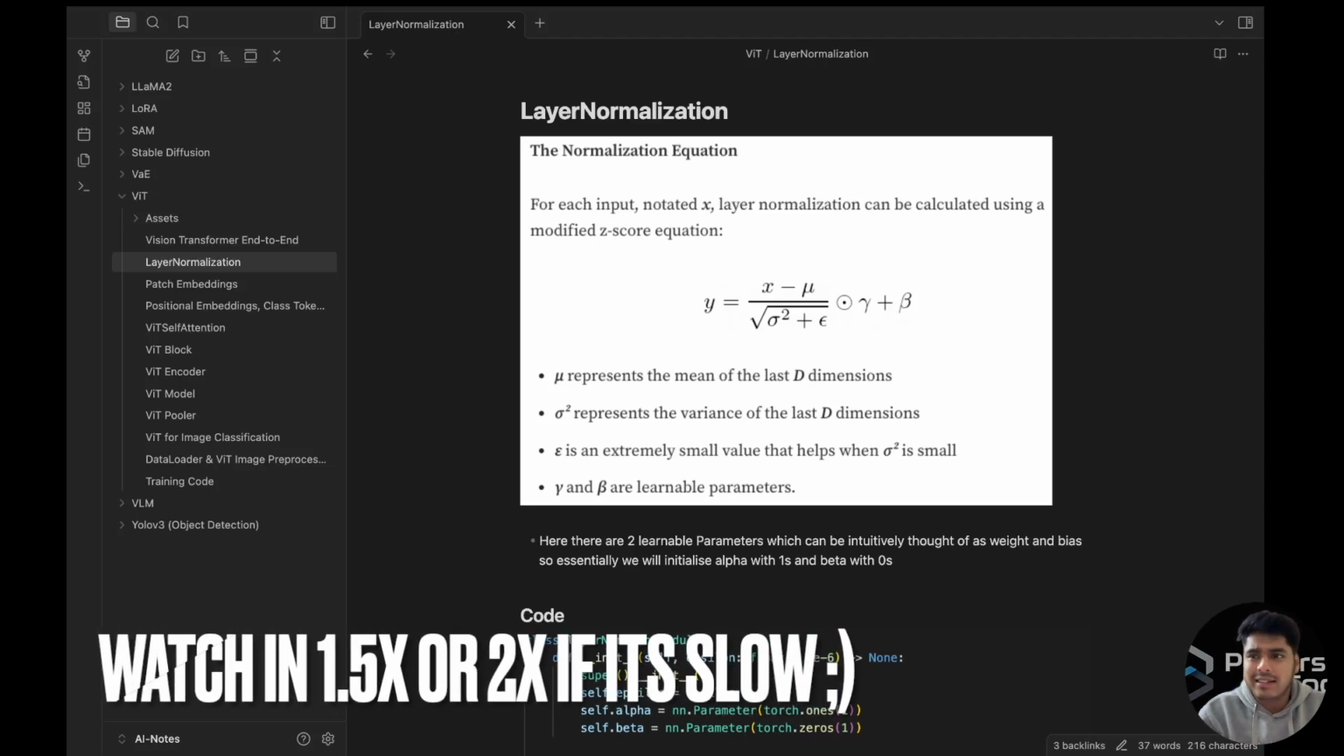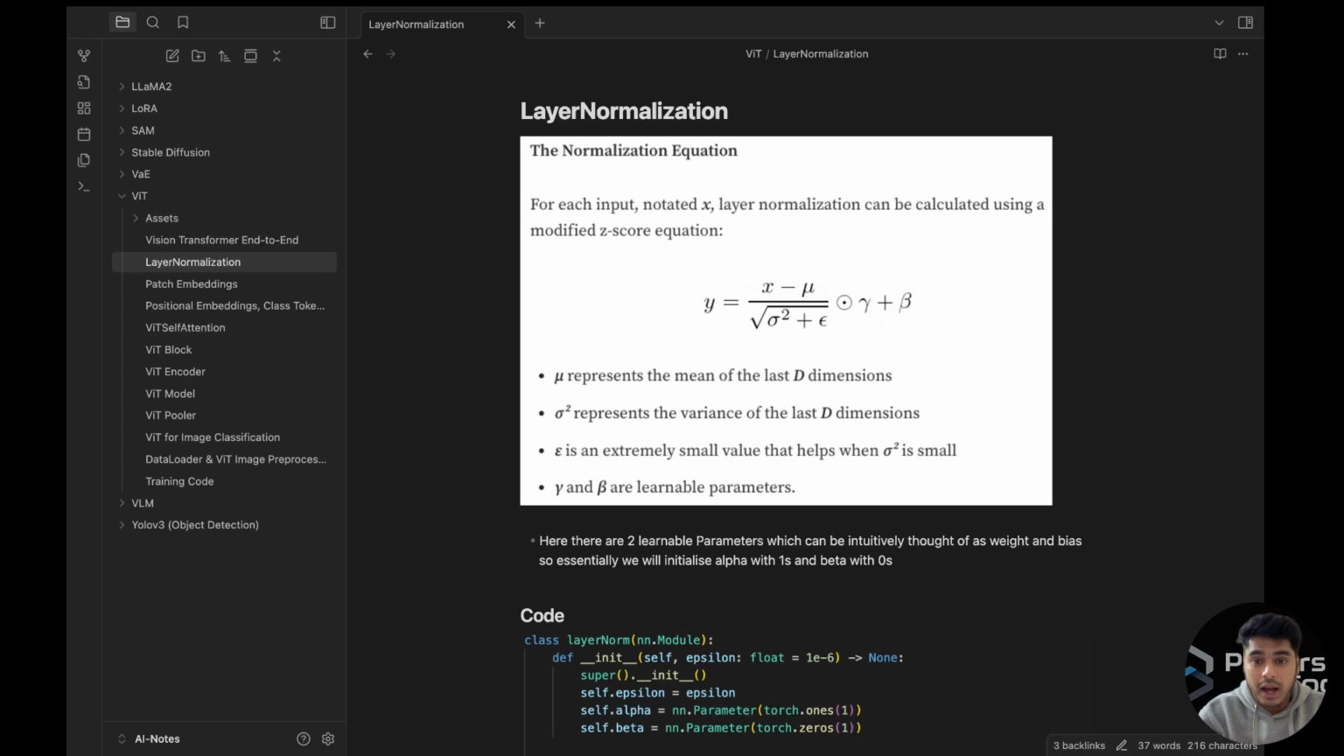So let's look at the easiest part of ViT, or the easiest building block of ViT, that's layer normalization. And layer normalization is pretty straightforward. We can see the formula on screen. It's pretty simple, but it's essentially scaling. But we need to understand that there is certain intuition behind that scaling, and it's not just randomly scaling it. And why do we do the scaling, and how is it different from batch normalization?